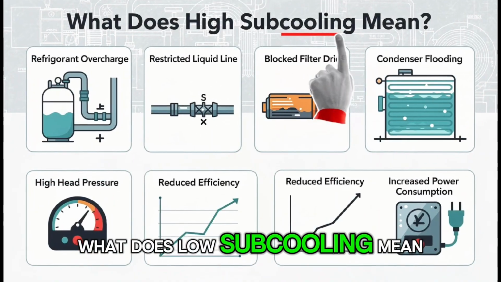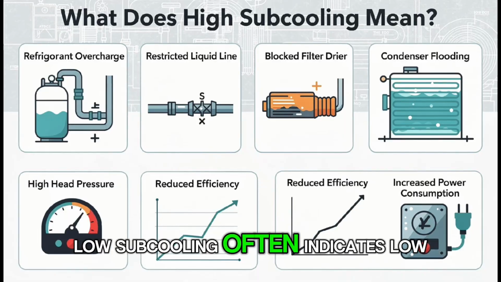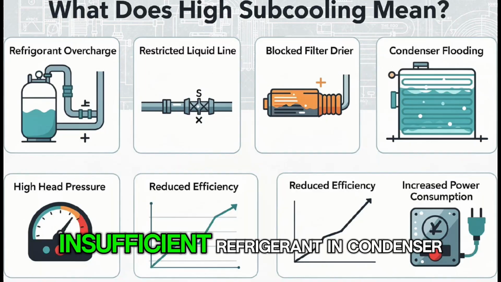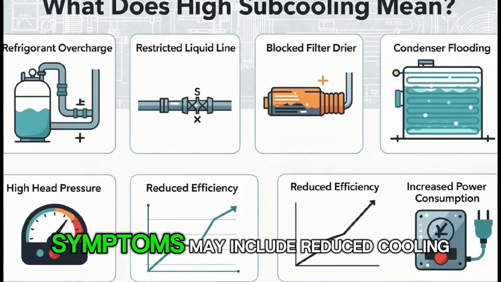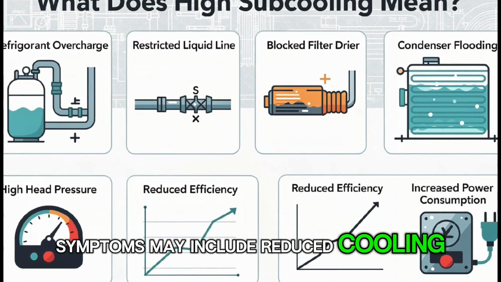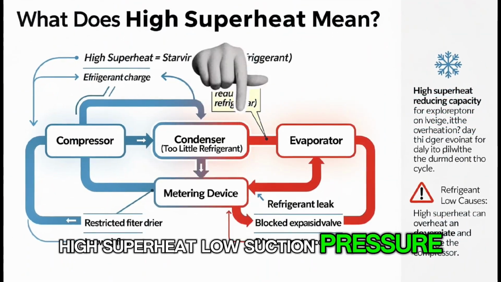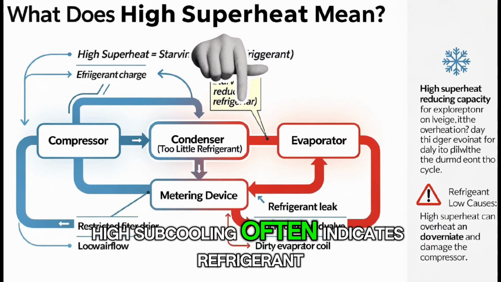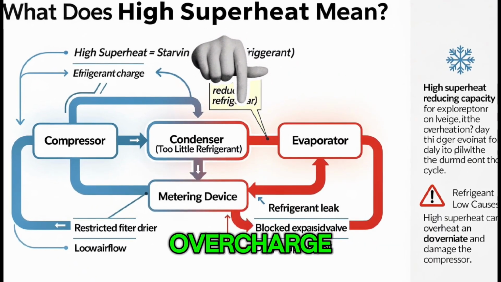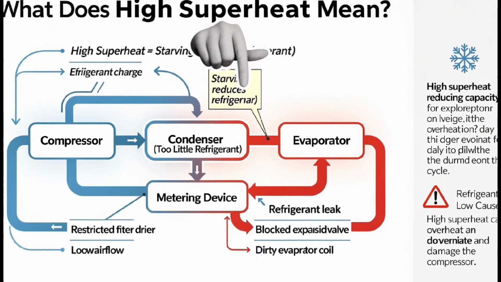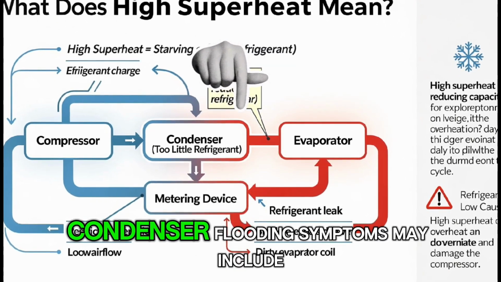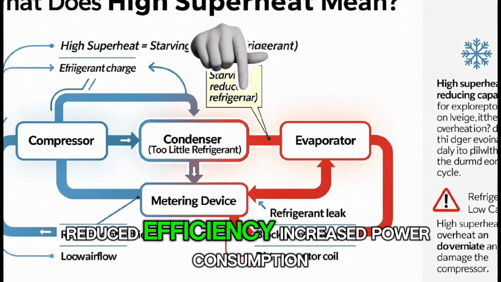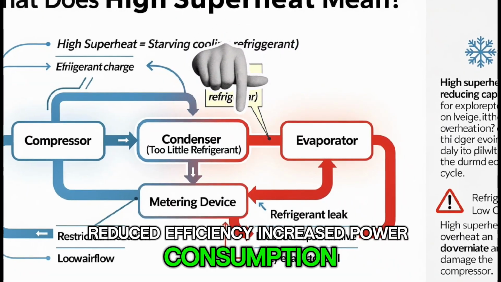What does low subcooling mean? Low subcooling often indicates low refrigerant charge, refrigerant leak, insufficient refrigerant in condenser. Symptoms may include reduced cooling, high superheat, low suction pressure. What does high subcooling mean? High subcooling often indicates refrigerant overcharge, restricted liquid line, blocked filter dryer, condenser flooding. Symptoms may include high head pressure, reduced efficiency, increased power consumption.